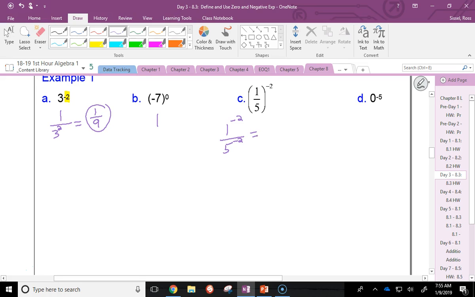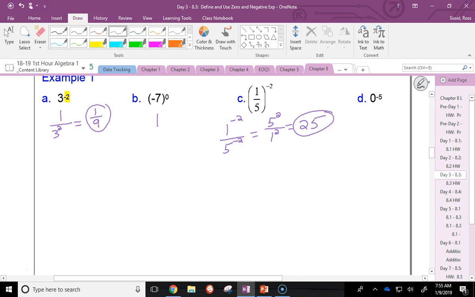We're going to have to do the flipping, the reciprocating. So this would end up being 5 squared over 1 squared. We can get rid of the 1 squared. So we'd have 5 squared, which is 25. And like Katie was just asking, the 1 squared, we could get rid of the squared because it's 1. Do we have to say 25 over 1? No, we could just say 25.